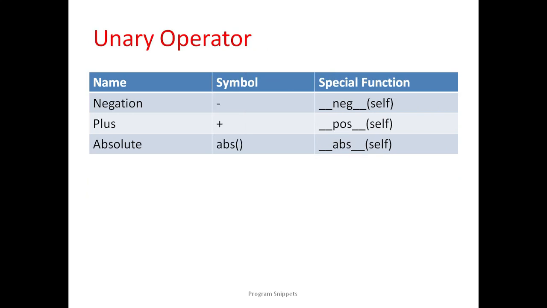And for unary operators, the magic methods are: for negation, the method is __neg__. For plus, the method is __pos__. And for absolute value, the method is __abs__.